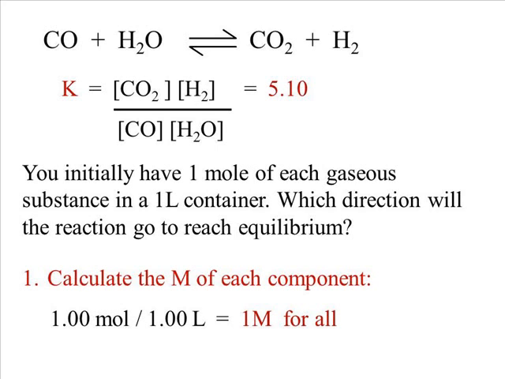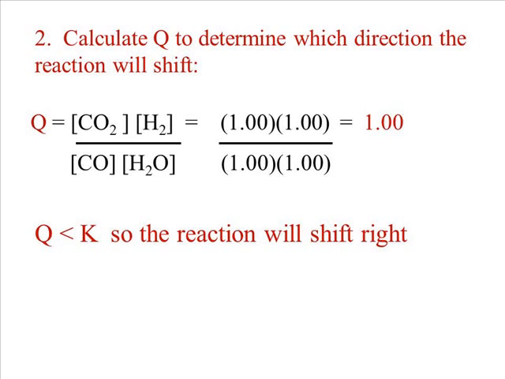So first we calculate the molarity of each component. 1 mole over 1 liter makes it 1 molar for all of them. Then we're going to calculate Q, since these are initial concentrations. Okay, put in 1 times 1 divided by 1 times 1, so we get a Q value of 1. Since Q is less than K, right now we're going to shift the reaction to the right to create more products, which is what our K indicated we would be doing since it was greater than 1.